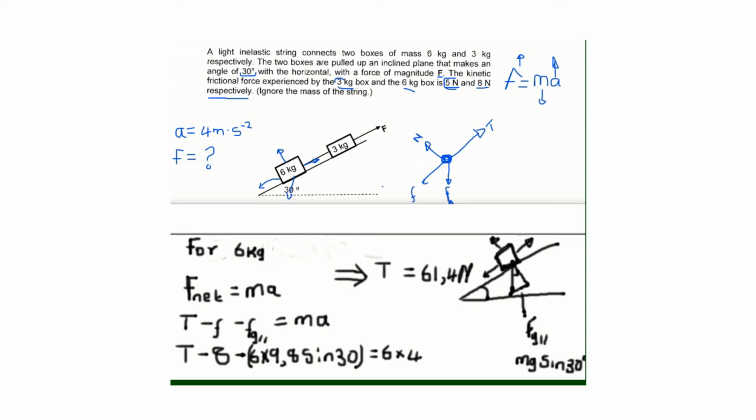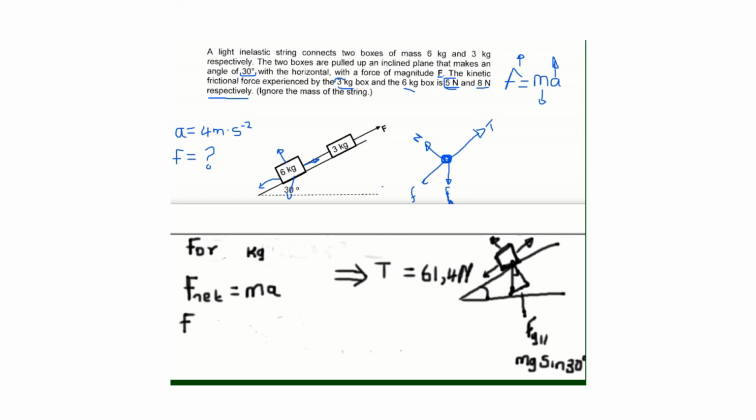So now we can go and do the same with the 3 kilogram block. Let's erase this one and work with the 3 kilogram block. So this is for 3 kilogram. If you check, this one will be the force applied. This one will be the tension. We also have the friction other than the tension, and we also have the Fg parallel here. So it will be force applied minus tension minus friction force and also minus Fg parallel. This should be equal to ma.